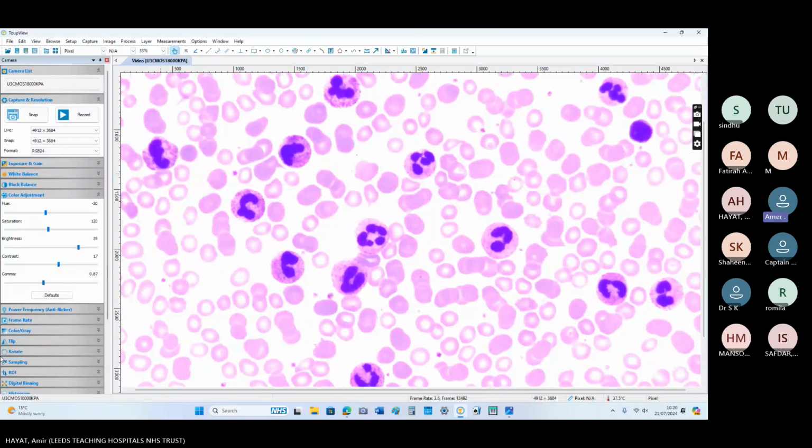So this blood film shows neutrophilic leukocytosis. Neutrophils are having toxic granulations. The red cells are hypochromic with a slight increase in platelet count. The blood film is consistent with leukemoid reaction, most likely secondary to infection. Further investigation would include investigations related to sepsis.